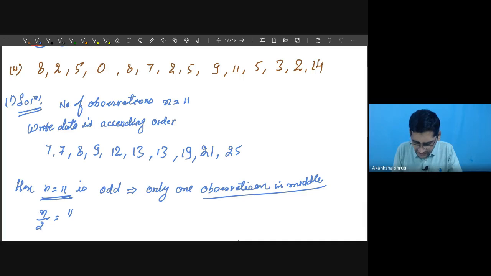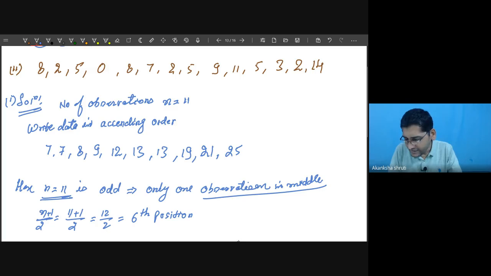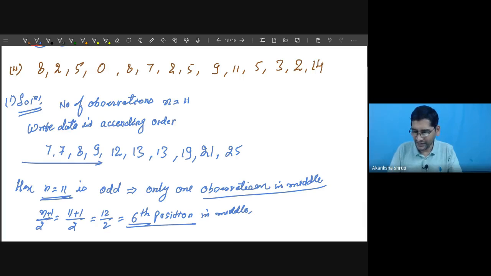Increase n by 1, then divide it by 2 to get the middle data. So (11 plus 1) by 2 is 12 by 2, which is 6. So the 6th position is in the middle. Student, you are free to choose the 6th position either from the beginning, left to right, or from right to left. You will get the same answer.